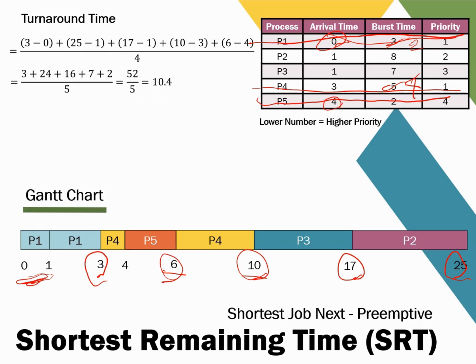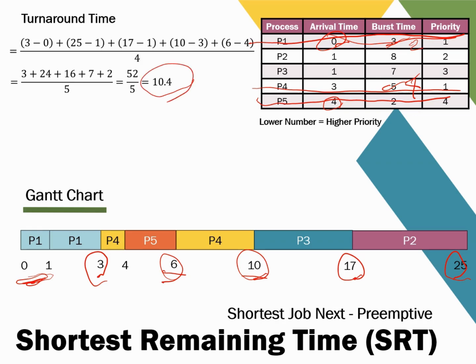So the result could be 3 minus 0, 3, 25 minus 1, 24, this one 16, this one 7, and this one 2. So the addition of 3 and 24 is 27, this one 43, and 50, 52. 52 divided by 5, because we have 5 processes, we got 10.4 average turnaround time.